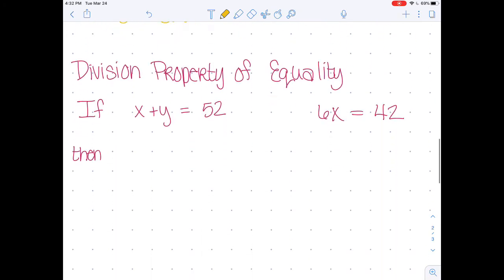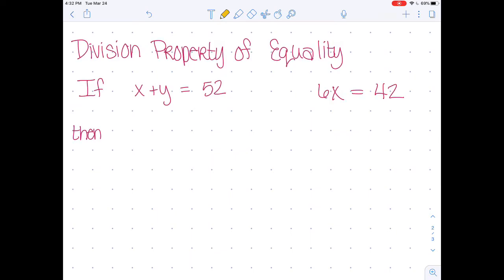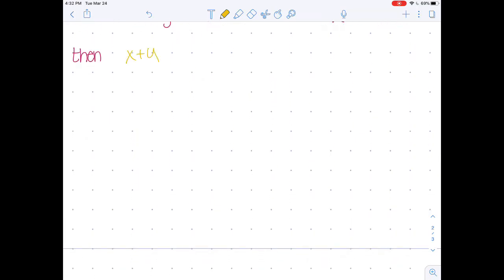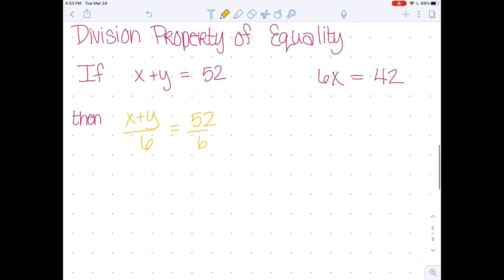All right, last one, division property of equality. If I have x plus y equals 52, and then I decide that I'm going to divide the x plus y side by 6, I also have to divide 52 by 6. So for the division property of equality, we divide by the same number on both sides.